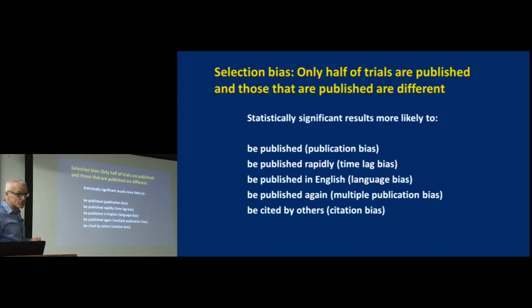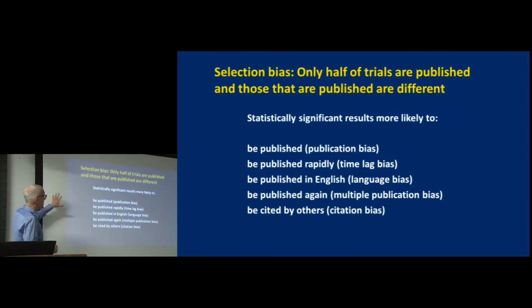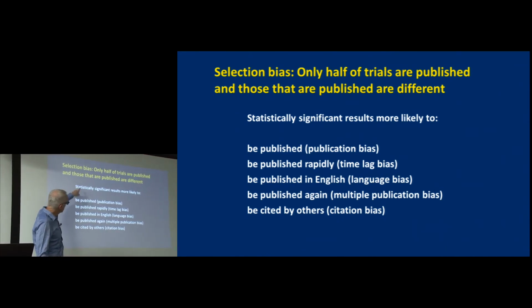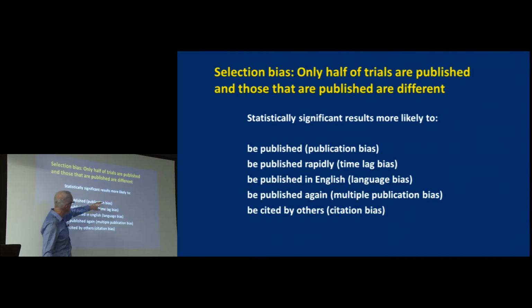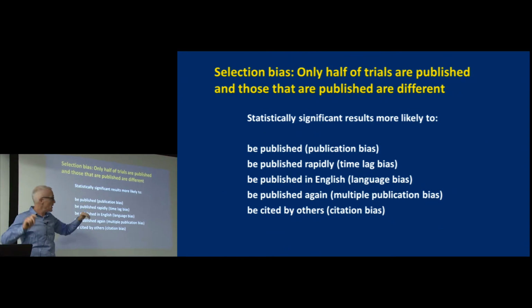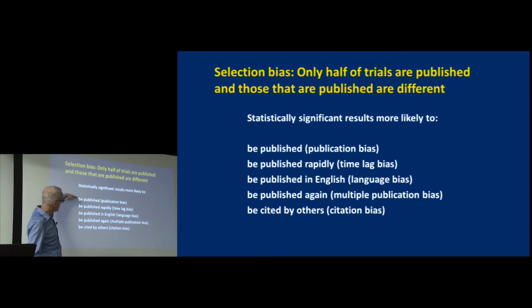And so with selection bias, it's well known that so-called, we have to put this in inverted commas, statistically significant results, that means the p-value is less than 0.05, are more likely to be published, more likely to be published quickly, more likely to be published in English, more likely to be published more than once, and more likely to be cited.